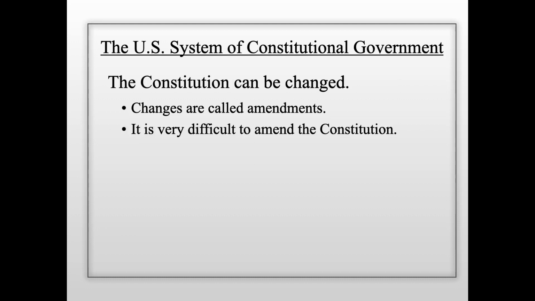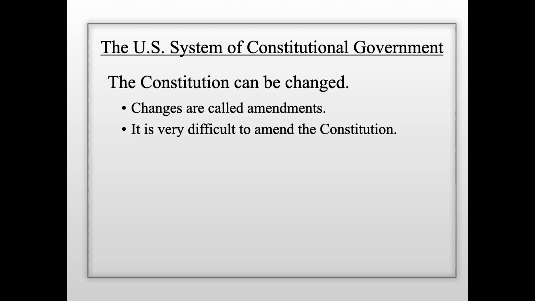It's not easy to change the Constitution, but you can change it. It's, in fact, very difficult to amend the Constitution. To do that is a two-step process. There are two institutions that are involved in changing the Constitution. One is Congress, and the other is the states. The president is not part of the equation when it comes to changing the Constitution. Many people think that the president is involved in creating an amendment. No, it's just Congress and the states.